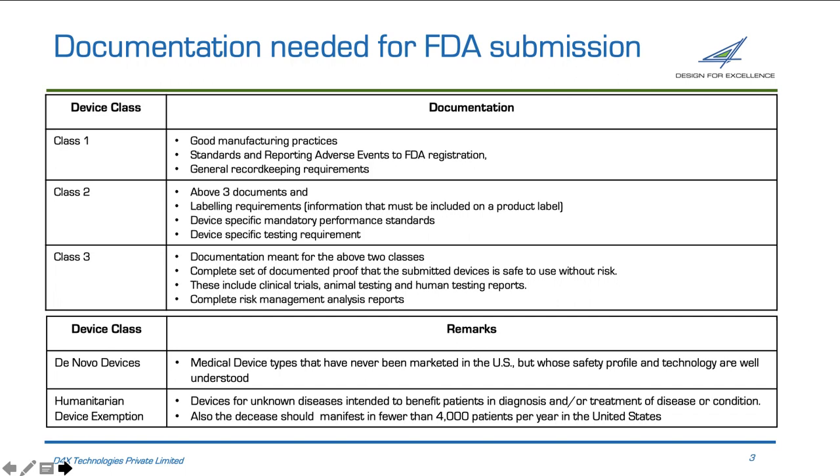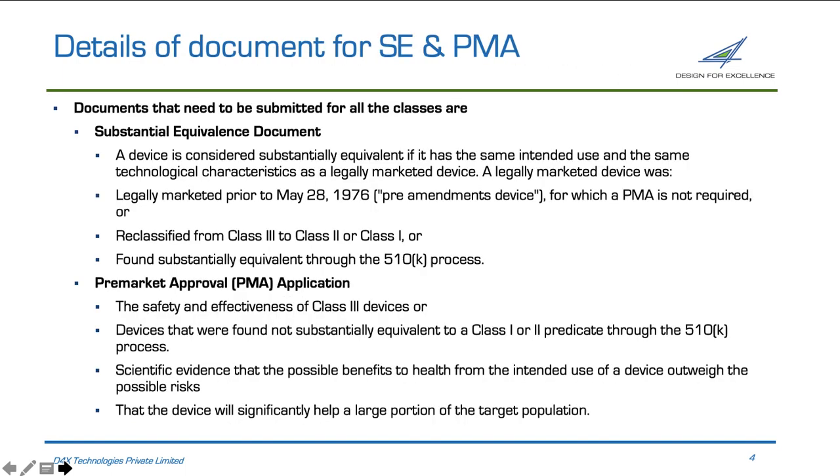Second one is humanitarian device exemption. This is a device which is used for diagnosing or treating some patients whose number is not more than 4,000 people. The last, we see the list of documentation that we need to submit for substantially equivalent and pre-market approval.